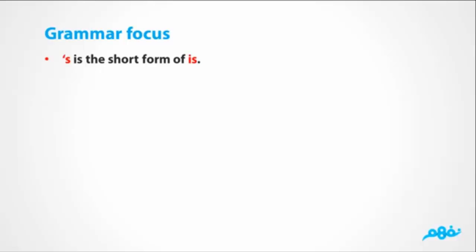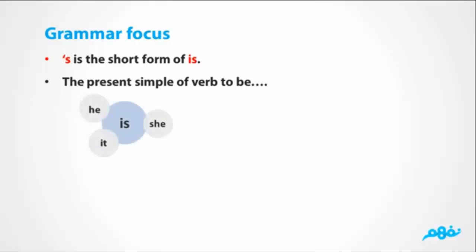In the grammar focus, the first point is the short form of is. In spoken English, you say what's. It's not what is. Then I remind you of the present simple of verb to be. You had it in the primary cycle. It's is, and it's preceded with he, it, or she. Am usually follows I. Are is usually preceded with we, they, and you. This is the present simple of verb to be.